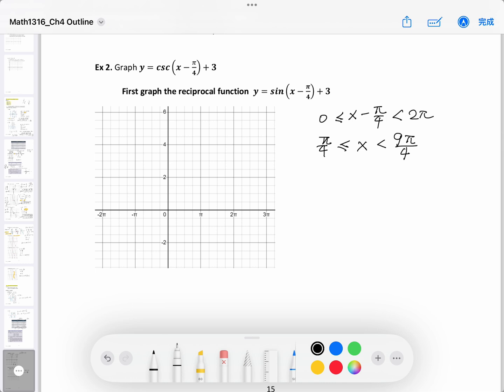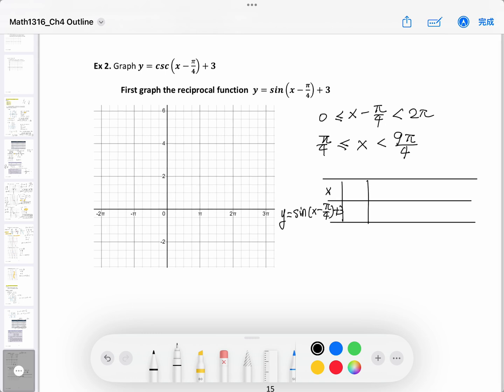Yes, 8 pi plus, okay, pi over 4. All right, so in the table, we're going to have 5 key numbers for the sine. This is x. This is y is equal to sine of x minus pi over 4, plus 3. So the 5 key numbers, first and last, are pi over 4 and 9 pi over 4, and in the middle, we're going to find 1/4 times the period.